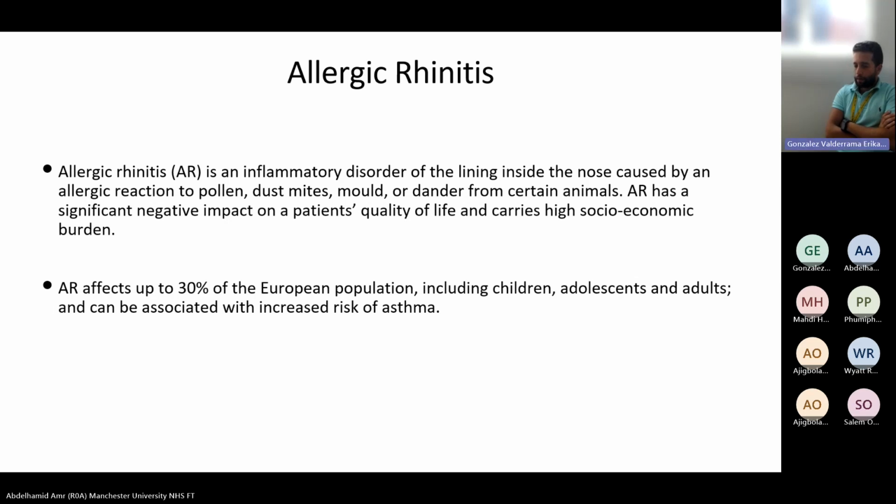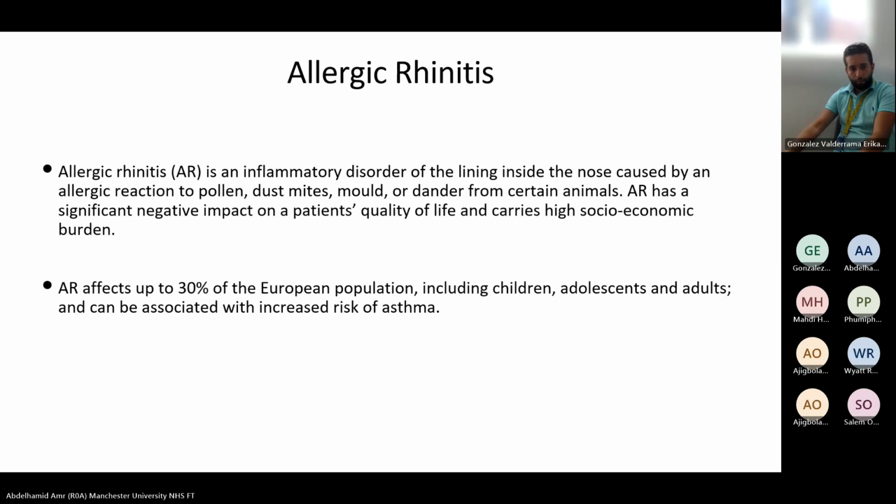And there's an increased risk of these patients developing asthma, and that promotes the theory of a unified airway, where essentially your upper and lower airway is just one system, has the same epithelial lining, so it will react to similar allergens.